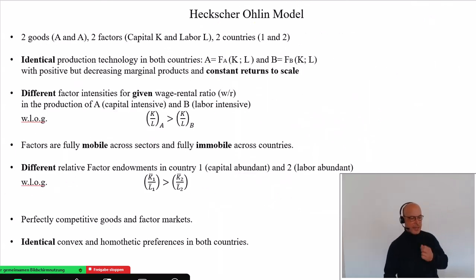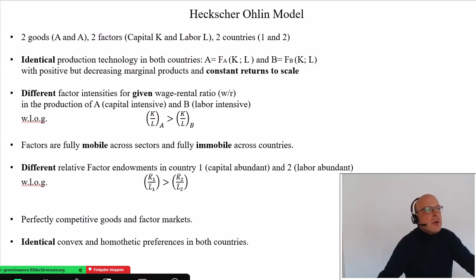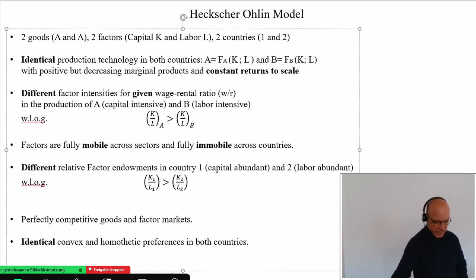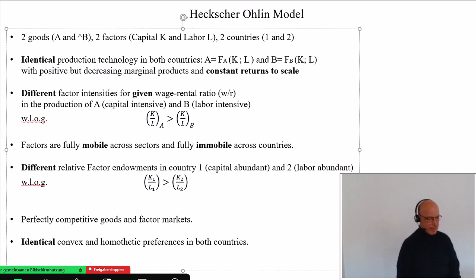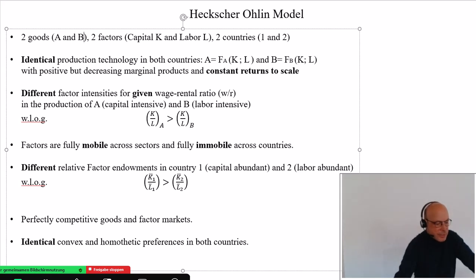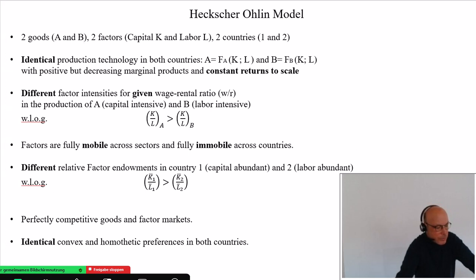the so-called Heckscher-Ohlin. Heckscher and Ohlin, both Swedish economists, in the beginning of the 20th century developed their international trade model, where we introduce two goods, A and B, two factors, capital and labor, and still, of course, two countries, one and two.